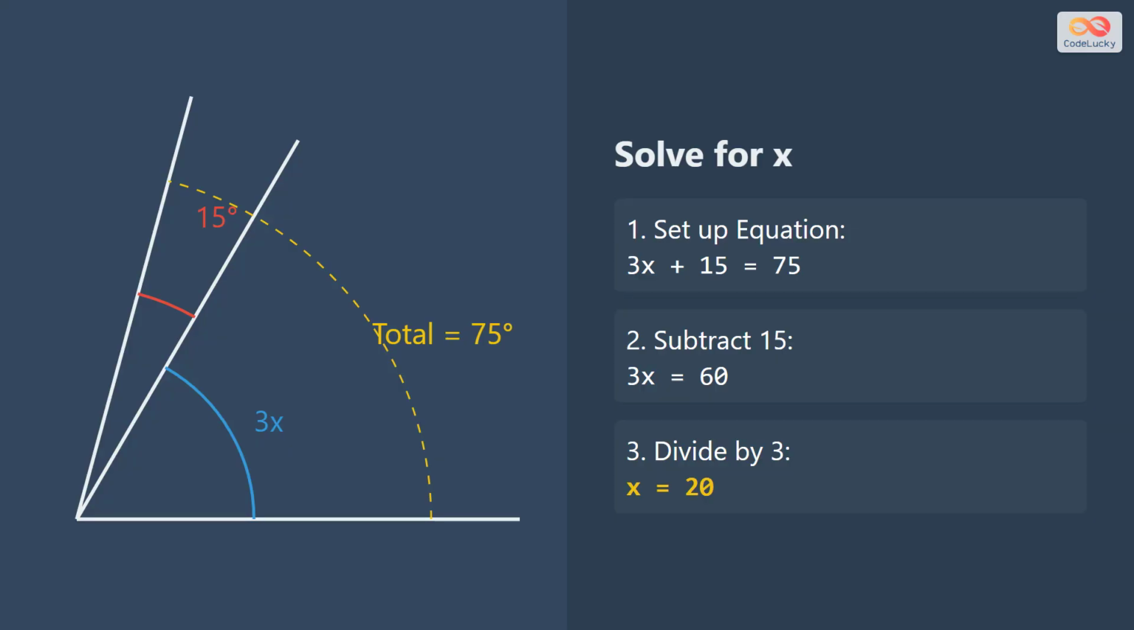We can also use algebra. Here, one angle is 3x and the other is 15 degrees. The total angle is 75 degrees. We set up the equation, 3x plus 15 equals 75. First, subtract 15 from both sides to get 3x equals 60. Then, divide by 3. We find that x equals 20.